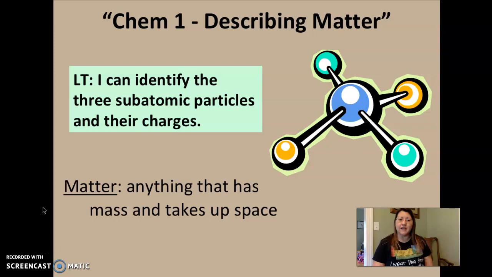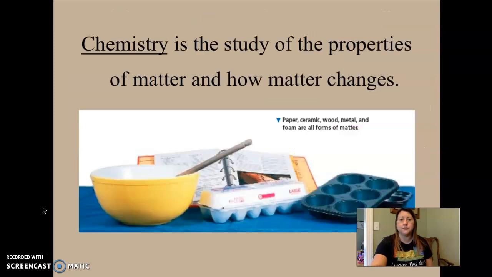So we're going to be looking at the three subatomic particles and their charges, and looking at how matter can change. Matter is anything that has mass and takes up space. Everything around you is made of matter: the table you're sitting at, the chair you're sitting on, the air that you're breathing, water. All things around us that have mass and take up space are considered matter.